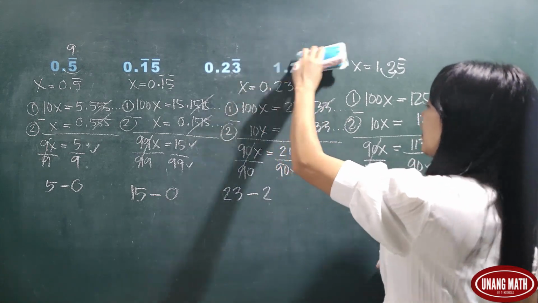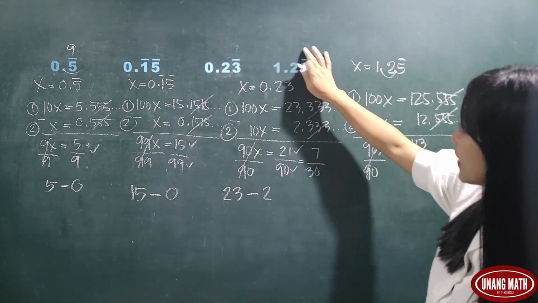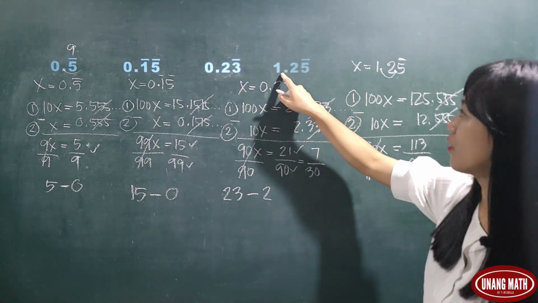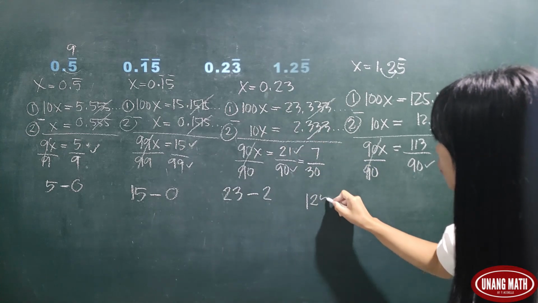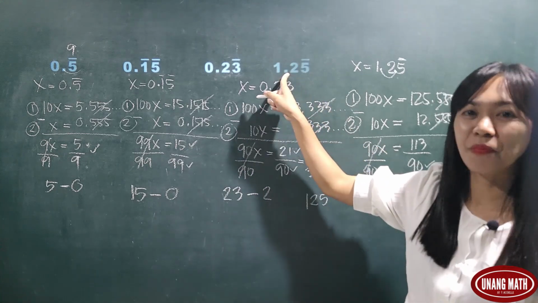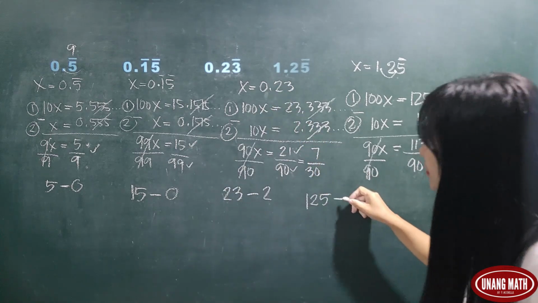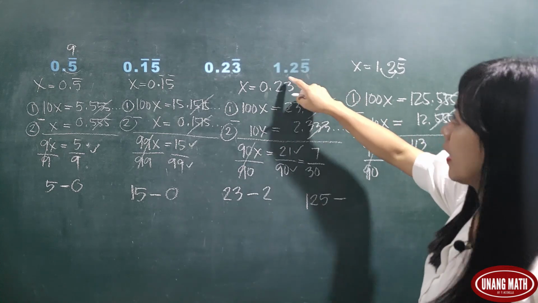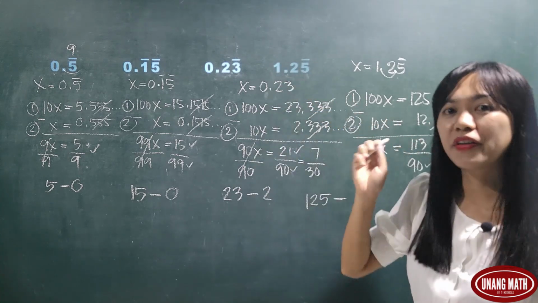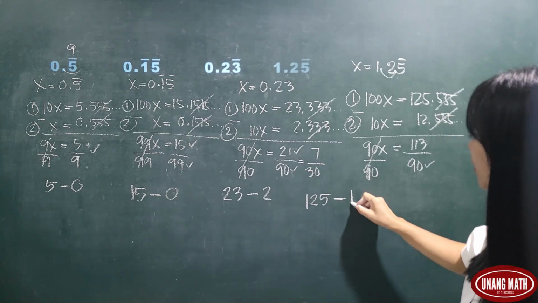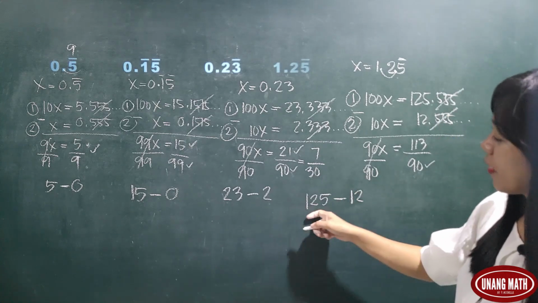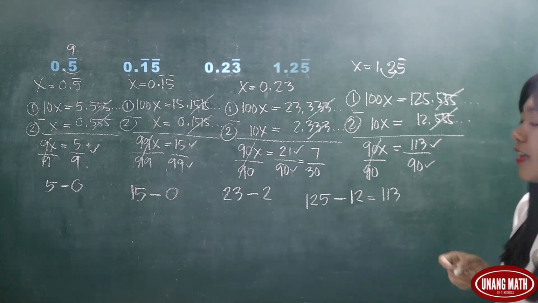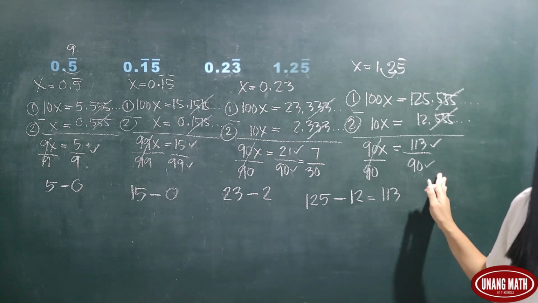Okay, what about for 1.25 repeating? First, get all the digits without minding the decimal point. So this is 125. Never mind the decimal point. Minus the non-repeating digits. 5 is the only digit that's repeating. 1 and 2 are not repeating. So minus 12. So 125 minus 12 is equal to 113. So our numerator is 113.